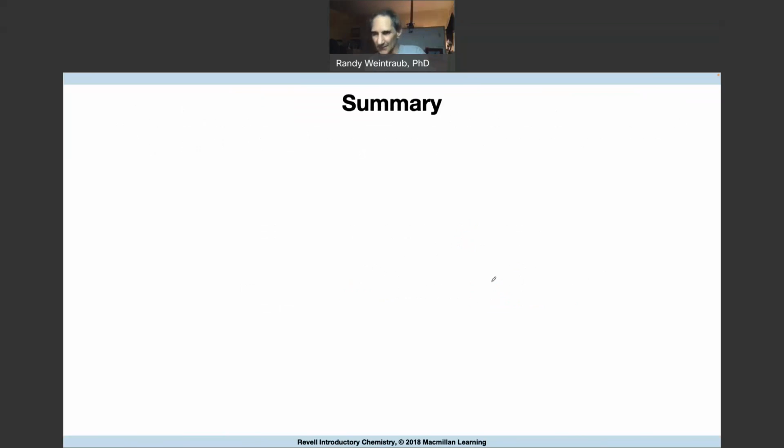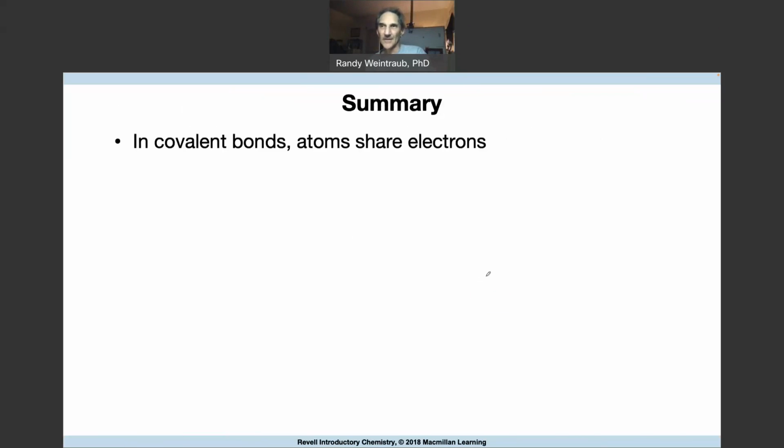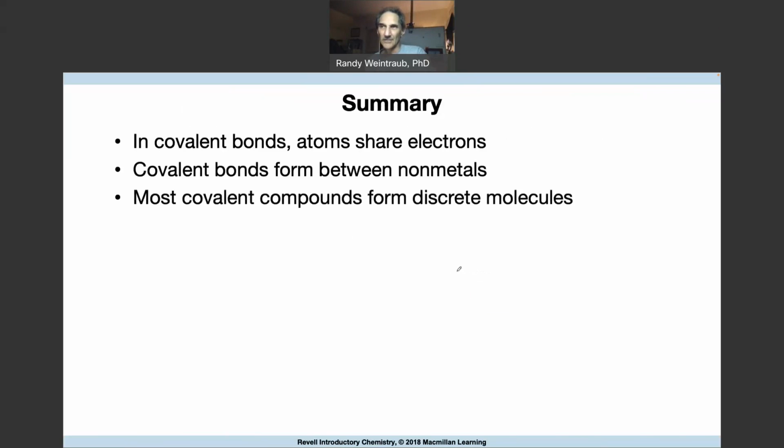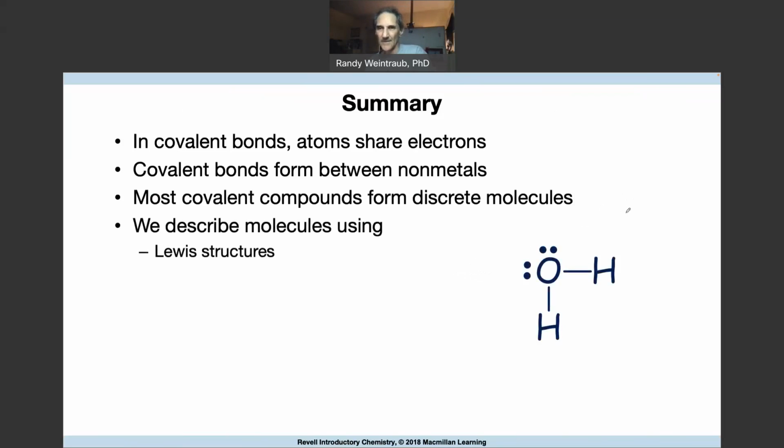So let's summarize some of these ideas. Covalent compounds have shared electrons. Covalent compounds are between nonmetals. Most covalent compounds form discrete molecules, and remember, as opposed to networks or lattices in ionic compounds, we can describe molecules using Lewis structures. The Lewis dot structure is shown here for water, and we show the shared electrons and what are called the lone pair electrons here.